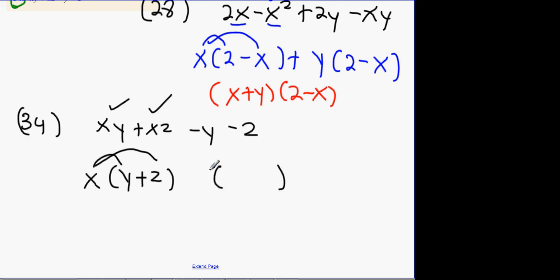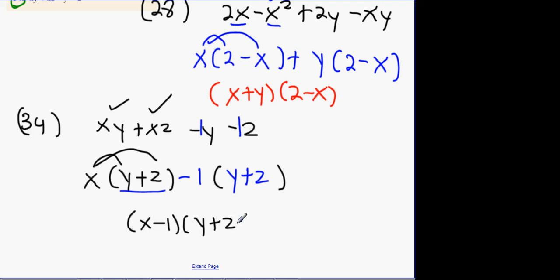Minus 1 in common. They have a minus 1 in common because if you have minus y minus z, same thing as minus 1y minus 1z. So what do we get? Minus 1, y plus z, okay? Now what's the answer? X minus 1, bracket y plus z. Is it? Okay guys, that's it there.